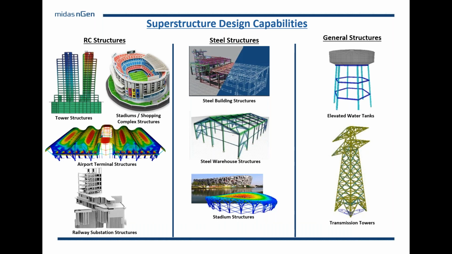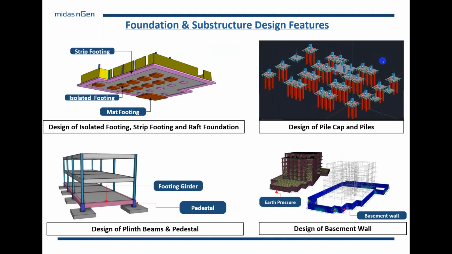When it comes to applications, as you can see, RC structures, be it multi-towered structure, spatial structures, irregular roofs, then steel structures, steel warehouse structures, stadium structures, even general structures such as elevated water tanks, transmission towers can be applied. Advantage is that you have all types of foundations and substructure design features.